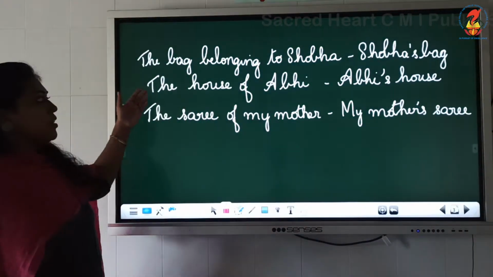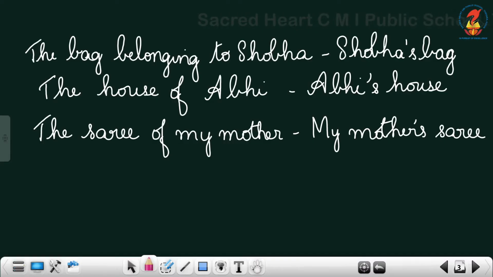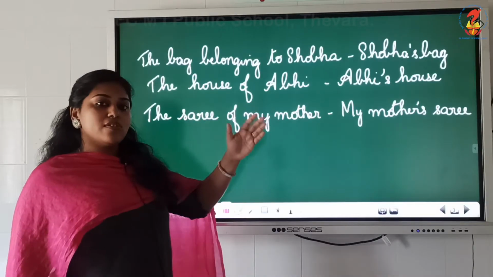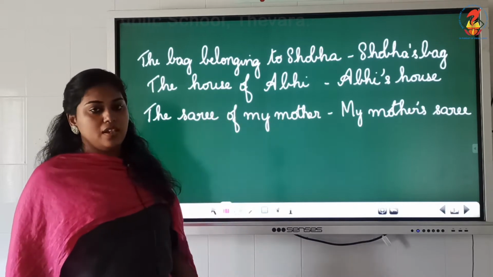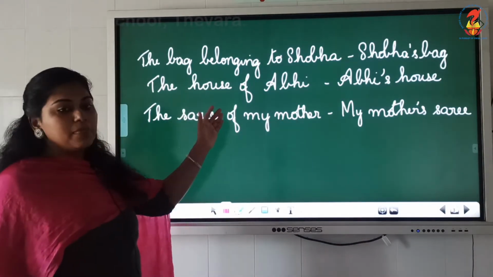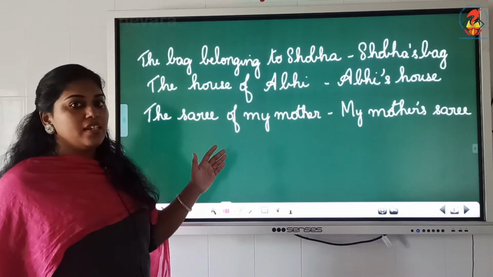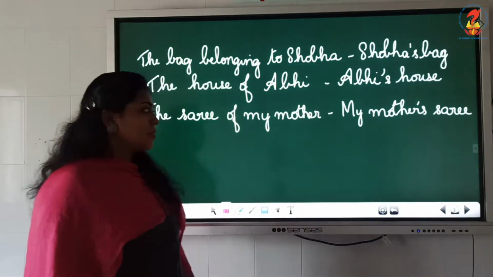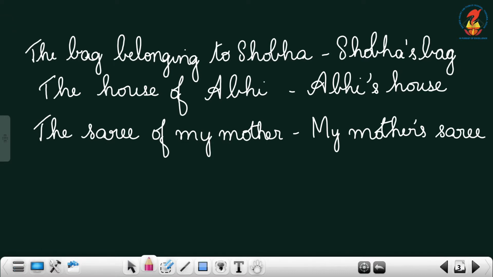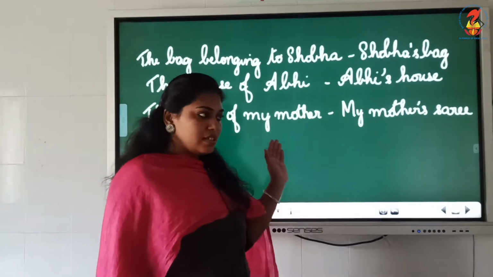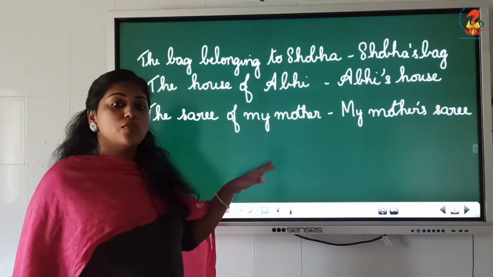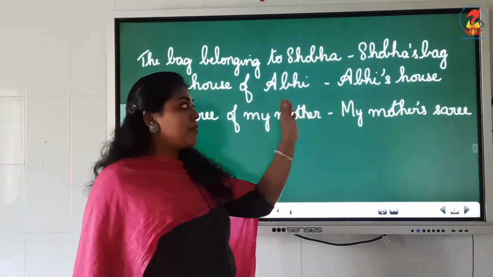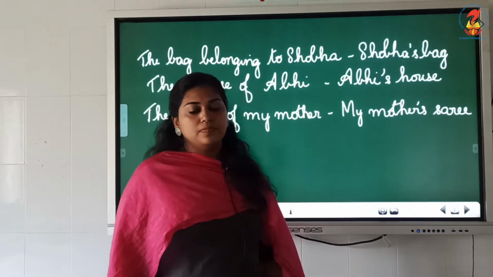The second example, the house of Abhi. Now here we are showing the possession of the house. This house belongs to Abhi, the house of Abhi. So this can be written by using the apostrophe as Abhi's house. The next one, the sari of my mother. This can be changed by using the apostrophe into my mother's sari.